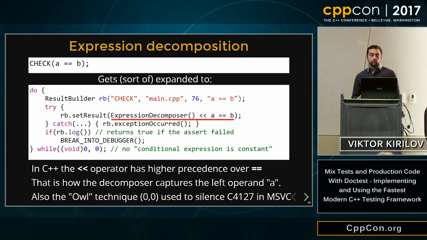So how does the expression decomposition work? We construct an expression decomposer object which has the left shift operator overloaded for it. And since in C++ this operator has higher precedence than the comparison operators, the left operand of the comparison is actually swallowed by the expression decomposer's left shift operator. That operator then returns a different type, which is the type left operand, which holds the left operand. And it has overloaded operators for comparisons. That way it captures the right operand, in this case B, and does the actual comparison. And that returns a result, which is set to the result builder if nothing throws.